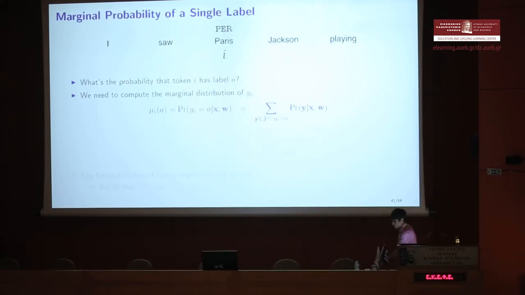A second one, very important: marginal probabilities of a single label. So now, forget about it. I have a model and I have an input sentence, and the situation is the following. Normally you would say, give me the full prediction. But let's say that I don't care about the full sequence.